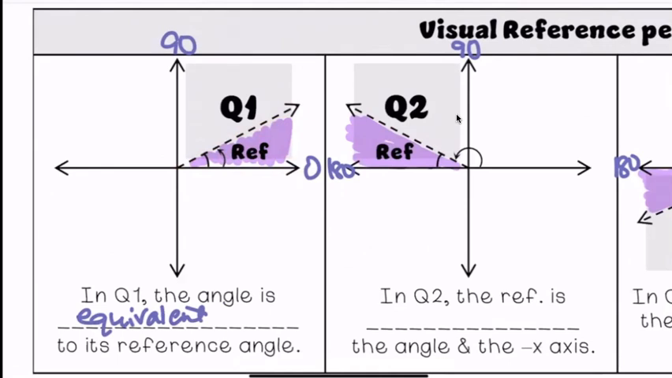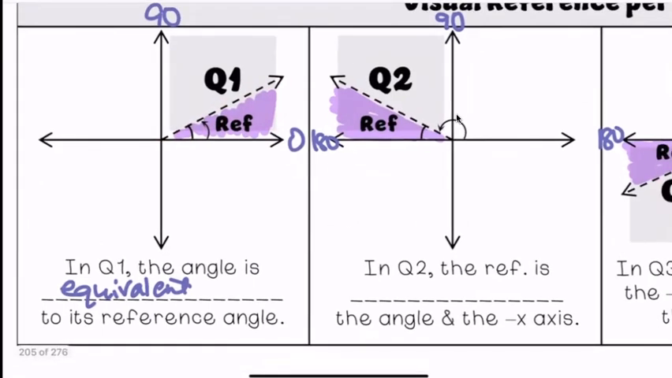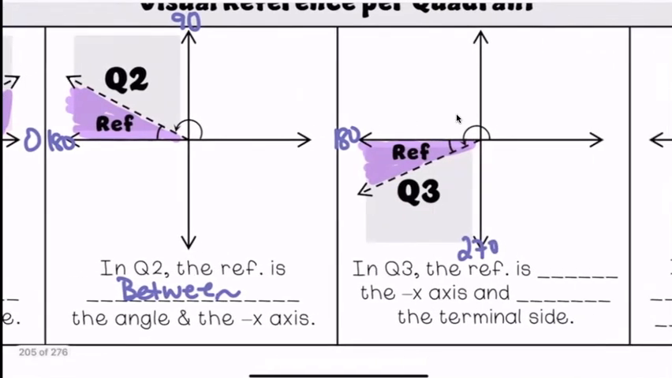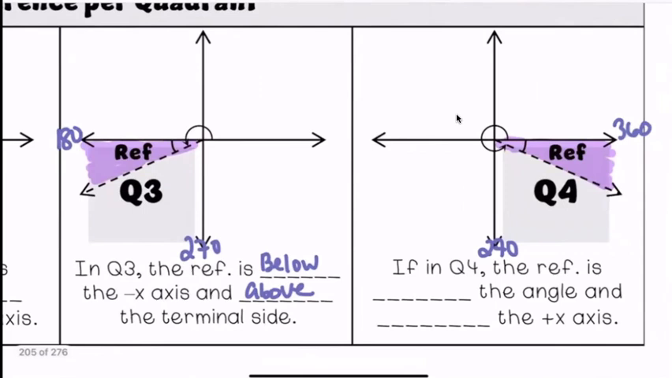In quadrant 2, it says the reference angle is between the angle and the negative x-axis. It's between. Looking at quadrant 3, the reference angle is below the negative x-axis. So as you can see, it's below the negative x-axis, and above the terminal side, it is above the terminal side. And then, like I said before, quadrant 4 is very similar. Quadrant 4 says the reference angle is above the angle, that would be above the angle, and below the positive x-axis that time.